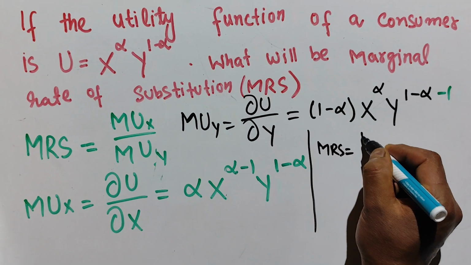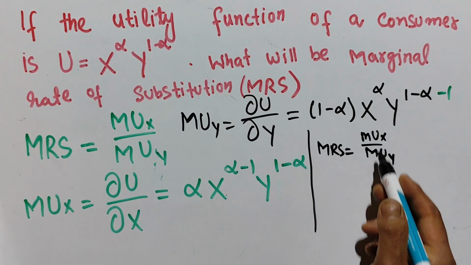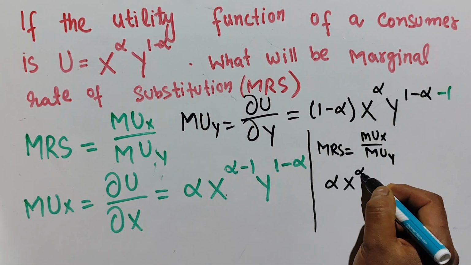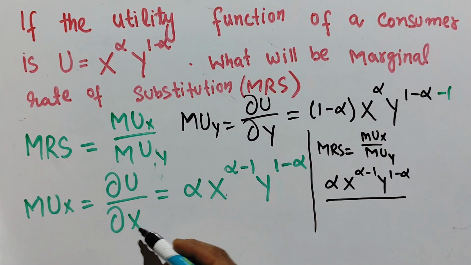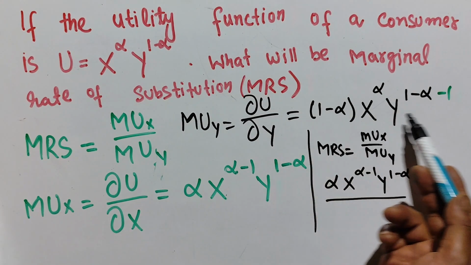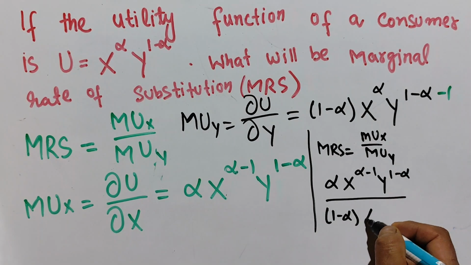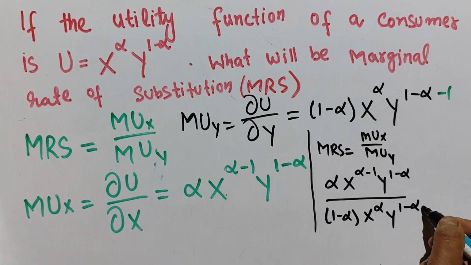MRS is simply MUX upon MUY. Okay, MUX we calculated as alpha x raised to the power alpha minus 1 y raised to the power 1 minus alpha, upon MUY, which is this very term, that is 1 minus alpha, then we have x raised to the power alpha y raised to the power 1 minus alpha minus 1. Okay, now let us further solve this.